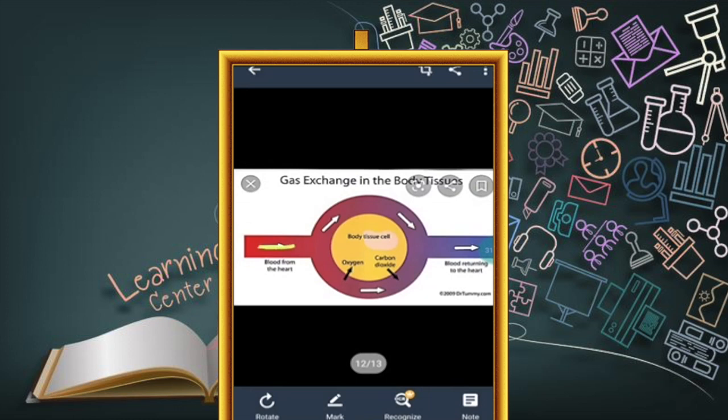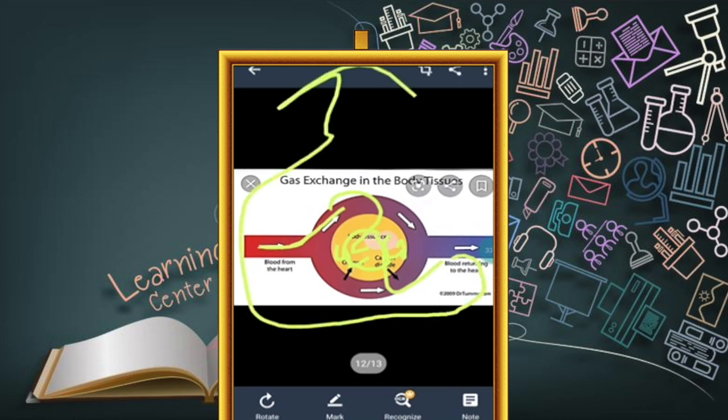Here, only tissue cells are present. A high amount of oxygen enters the tissues. Inside the tissues there is a high amount of carbon dioxide and a low amount of oxygen. So the oxygen enters here, and carbon dioxide is exhaled. This carbon dioxide returns to the heart, then to the lungs, for exhalation from your body.